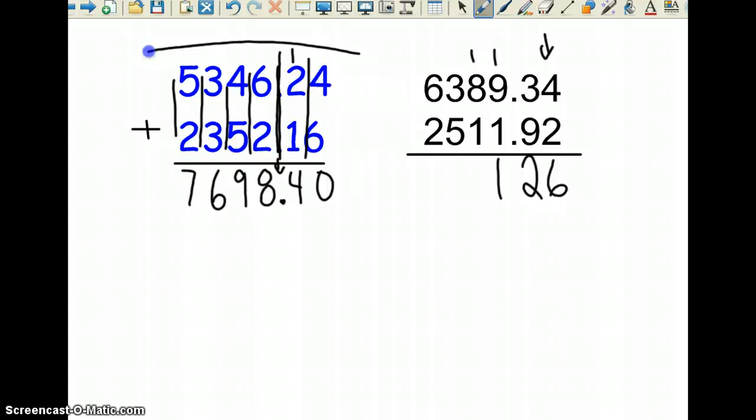8 plus 1 is 9, plus another 1 is 10. So the 0 goes down here, and the 1 goes up there. 3 plus 5 is 8, plus 1 is 9. So you put the 9 down there, and 6 plus 2 is 8. You go back into the question and find where the decimal places are, and you move that decimal place down into the answer, and you have an answer of 8,901.26.